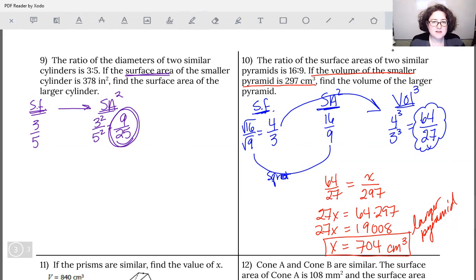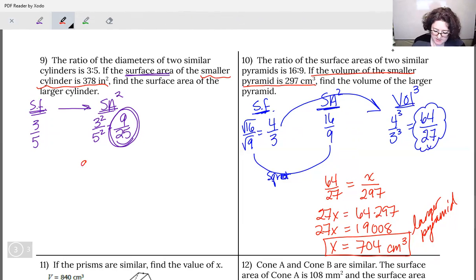However, then they started giving me more measures. They said if the surface area of the smaller cylinder is 378, find the surface area of the larger cylinder. So again, let me change my color. The smaller cylinder is 378.